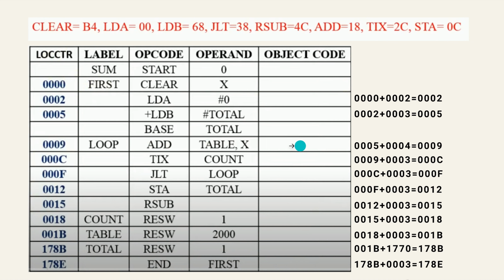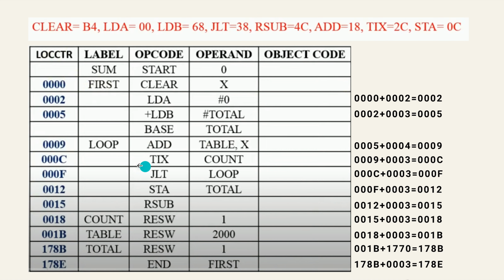But why haven't we written anything over here? This statement, BASE TOTAL, says that TOTAL is a variable that is using the base register. So the value of TOTAL is the value of the base register. This is an assembler directive and hence there is no need for us to allocate memory location. So the next statement starts at this location, 0009, adding 5 and 4 forms 9.